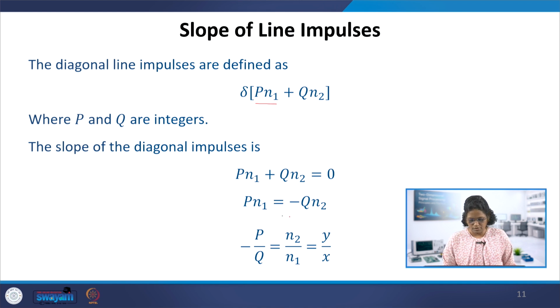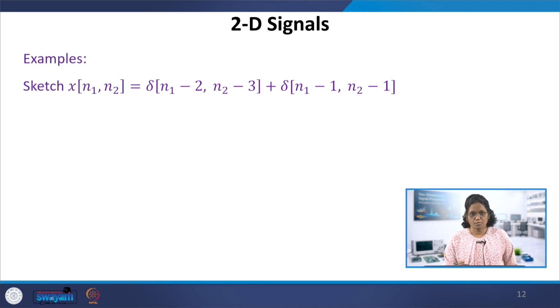So the negative of this p by q ratio gives the slope. Whatever the p and q integer values would be, the slope would shift accordingly. Whether it is a high slope or a low slope, the diagonal impulse would be in that way. What we had taken in the previous two examples was p and q equal to 1. If it is not 1, you will have a definite slope. So this is how you can compute the slope of the sequences.